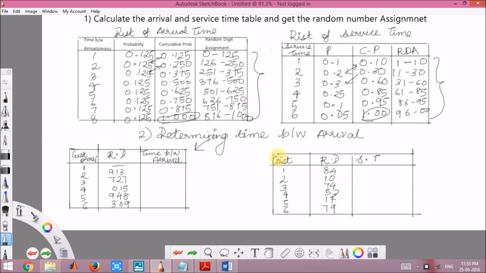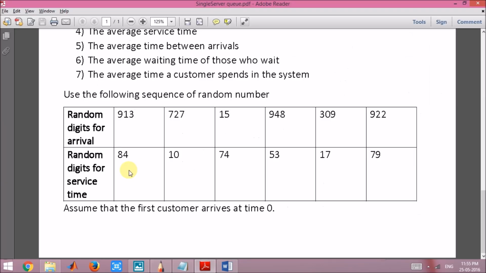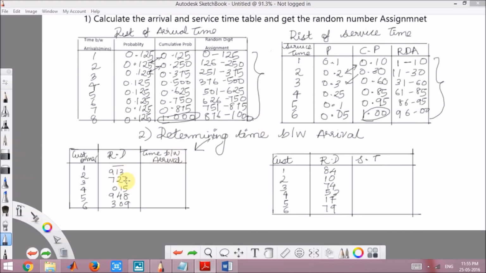So now the inter-arrival time for the first customer is nil because it is the first customer. So there is no possibility of having an inter-arrival time. That's why we give it a nil sign, meaning that the first customer does not have any inter-arrival time. From the second customer, we start with our values. So 913, 727, 15, and so on get filled up here.